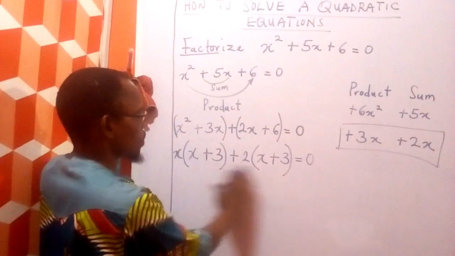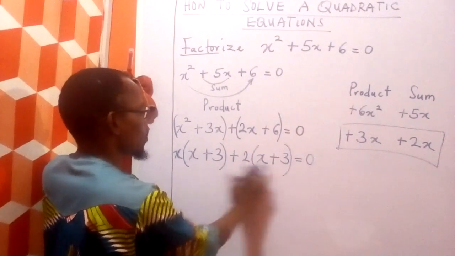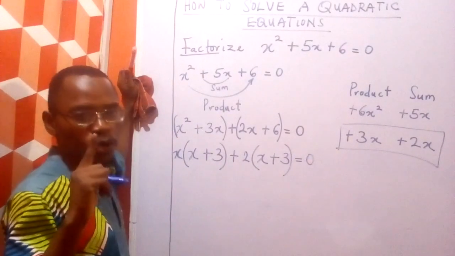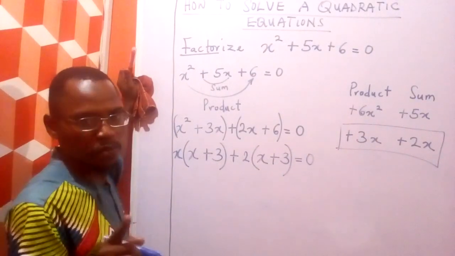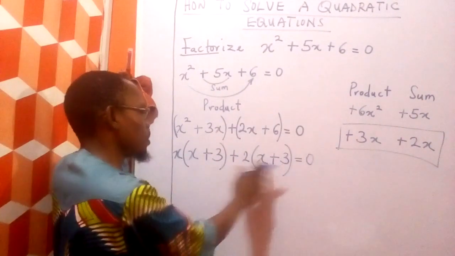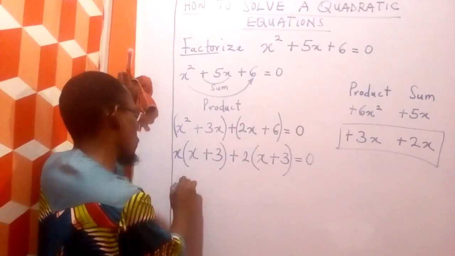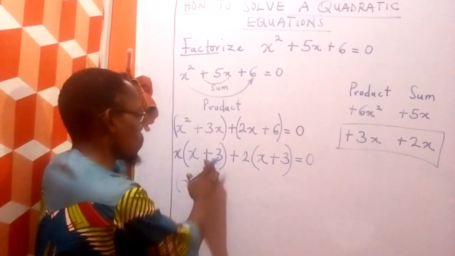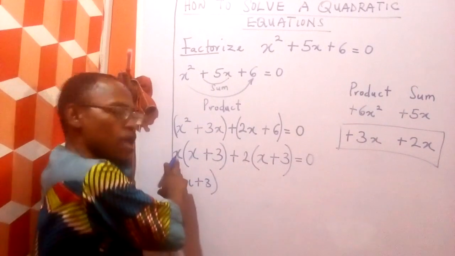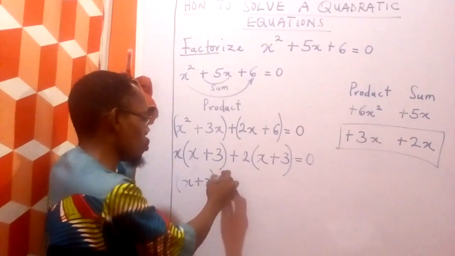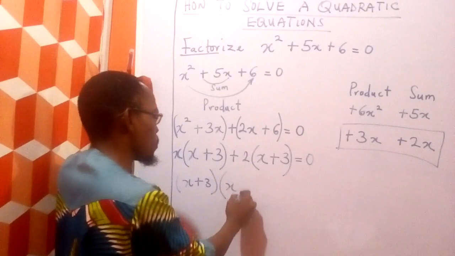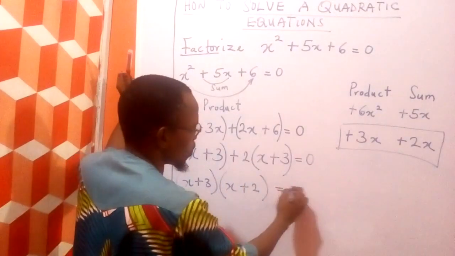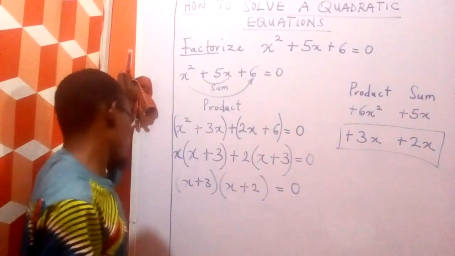Now, if you look at this bracket and this bracket, what's inside them? They are the same. So what you do is pick one out of the brackets, since they are the same. So we have x plus 3. We've taken one out of this, so we are now left with x plus 2. You put that 2 in the bracket, which is x plus 2. So everything is equal to 0.